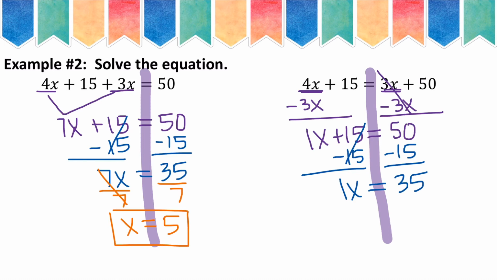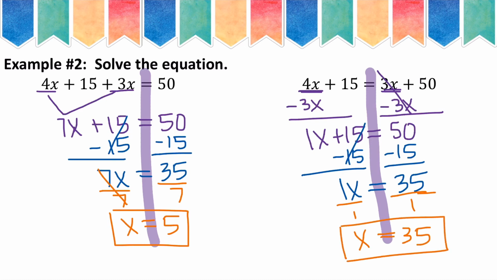And here, if I wanted to, I could go ahead and divide by 1, which would make x equals 35. Or remember that a 1x is the same as an x, so you could have just stopped the problem right there.